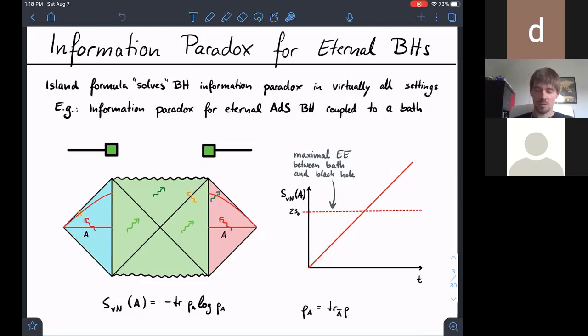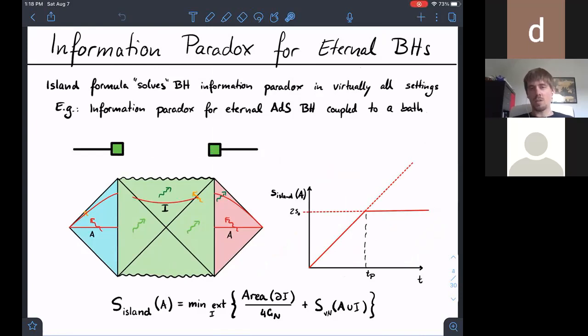Now, the island formula solves this problem essentially by, well, if you do the computation, you'll find an island which spans the complete interior of the black hole plus a bit outside the horizon. And so what's happening is that at late times, well, before, a particle just fell into the black hole and left the region A, now it falls into the island. And so the von Neumann entropy here essentially stays constant, right? So I take a particle out of A and put it into I, so nothing in here changes.